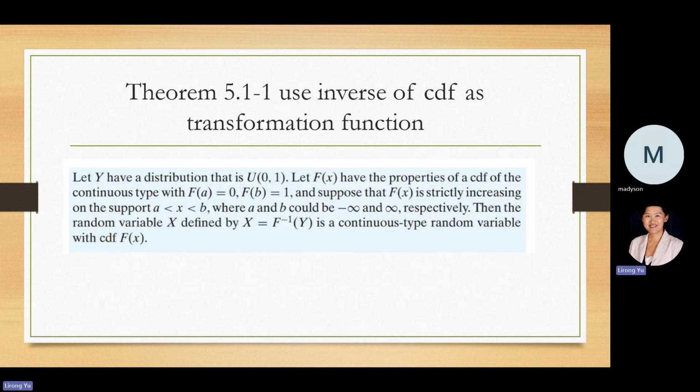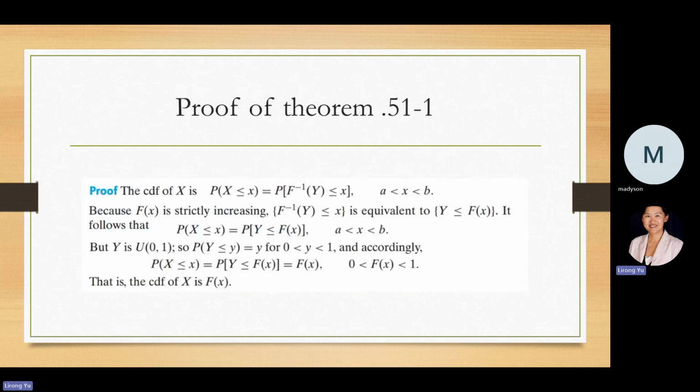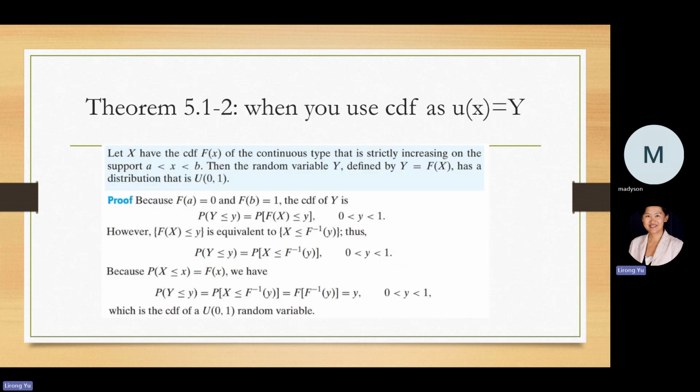We also have 2 results. That is, if you are able to simulate a uniform distribution, you can construct a random variable for any distribution function that you prefer. The inverse is if you already have a continuous distribution, any distribution at all, you can actually construct a uniform distribution.